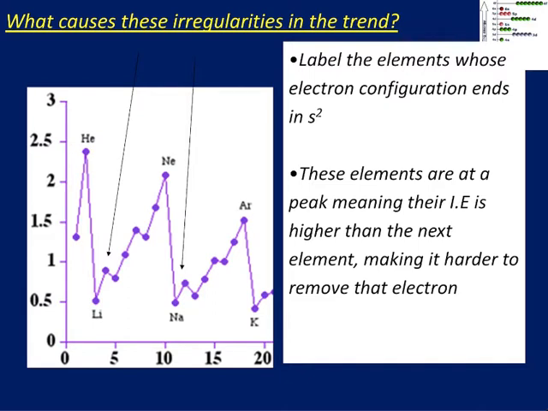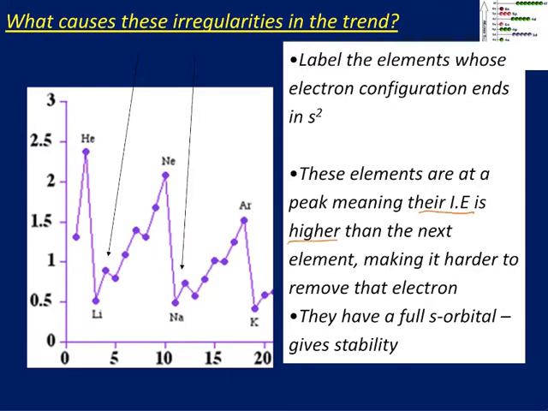So this first little blip means that the ionization energy of the s2 elements is higher than p1, and because it's higher, it's more difficult to remove that outer shell electron. They have the full s orbital, and a full s orbital gives stability. So that is the reason why the ionization energy is higher. It makes it more difficult to remove that outer shell electron.